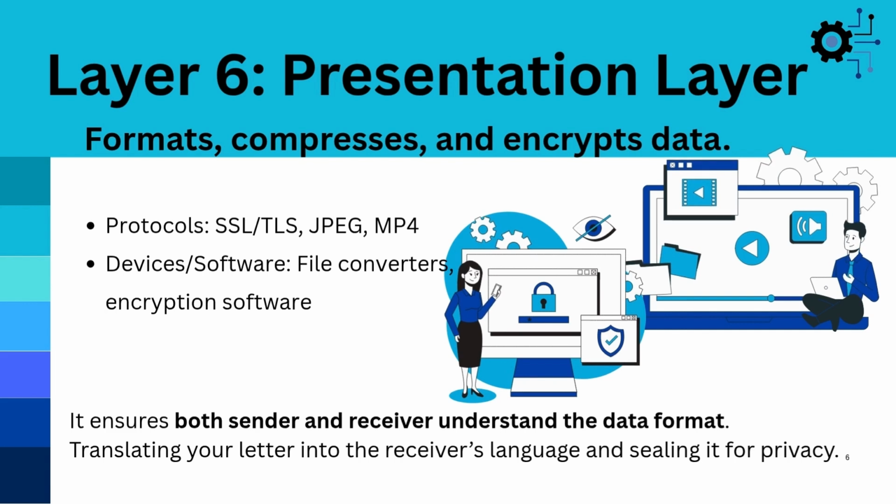Moving down, we have the presentation layer, which is layer 6. This is like the translator and a security guard for your data. What it does, it formats, compresses, and encrypts data, ensuring that the data is in a format that both the sender and the receiver can understand. Think of the presentation layer as the network's translator and protector. It takes the data from your apps and makes sure it's formatted, secured, or even compressed so that it's ready to travel across the internet and makes sense to the receiving device.